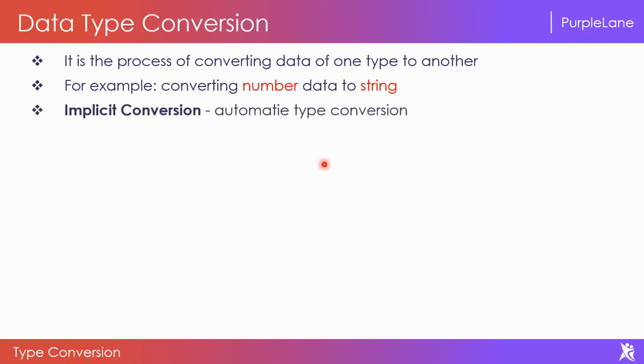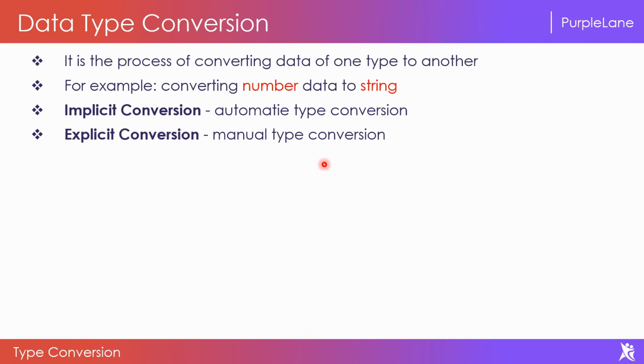There are two types of conversions in JavaScript. One is implicit conversion, which is nothing but automatic type conversion. Here the JavaScript engine will automatically do the conversion for you. Based on the statement, it automatically converts the data to another format. The second one is explicit conversion, which is nothing but manual type conversion. Based on our requirement, we use different kinds of functions to convert the data as per our need.